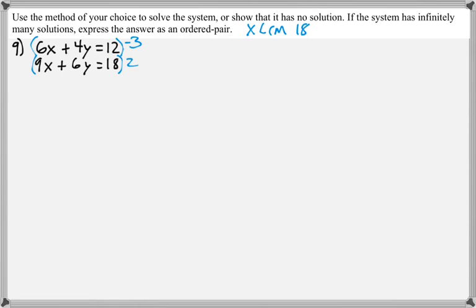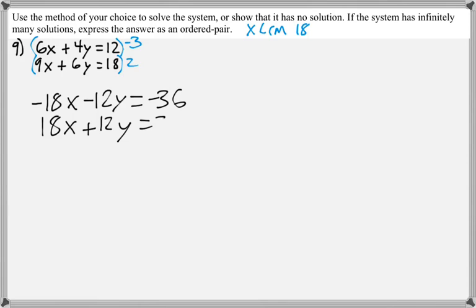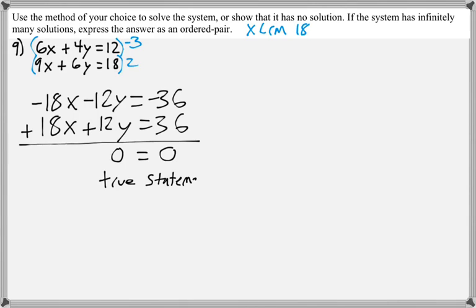So this would be -18x minus 12y is equal to -36, and then 18x plus 12y is equal to 36. And then I can add these up, and I get 0 on the left and 0 on the right. So this is a true statement, which means it's infinite solutions.